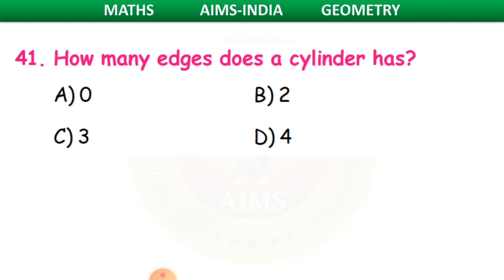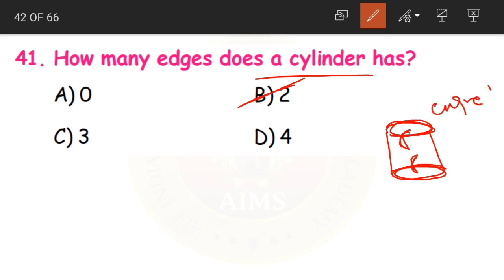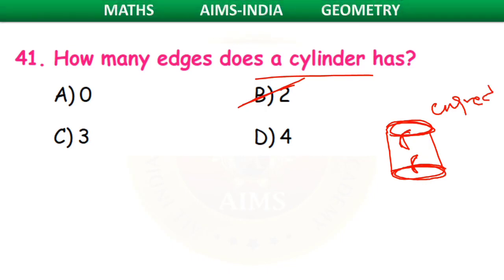Question 41. How many edges does a cylinder have? If you remember the properties of a cylinder, children, does a cylinder have any edges? Cylinder has 2 edges. Yes, see, this is our cylinder. What is an edge? Edge is where 2 faces meet. So these 2 faces meet here. So this will be one edge, and again these 2 faces also meet. So this will be our second edge, and both these edges are curved.